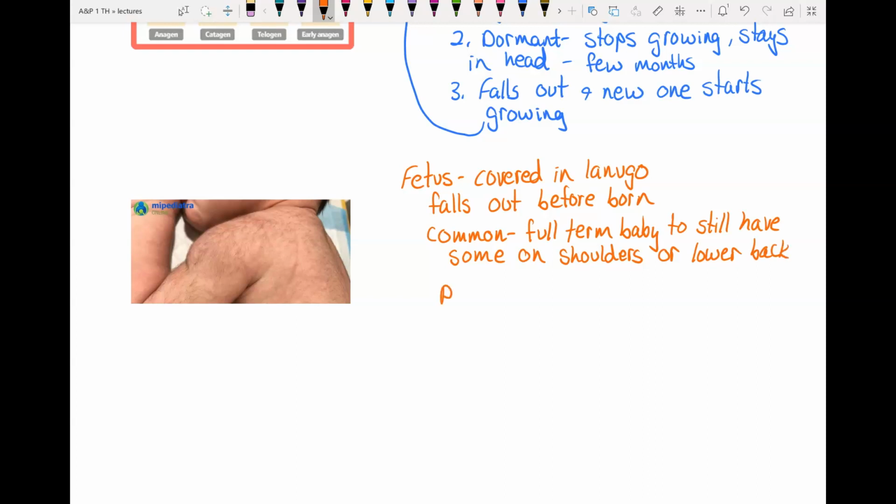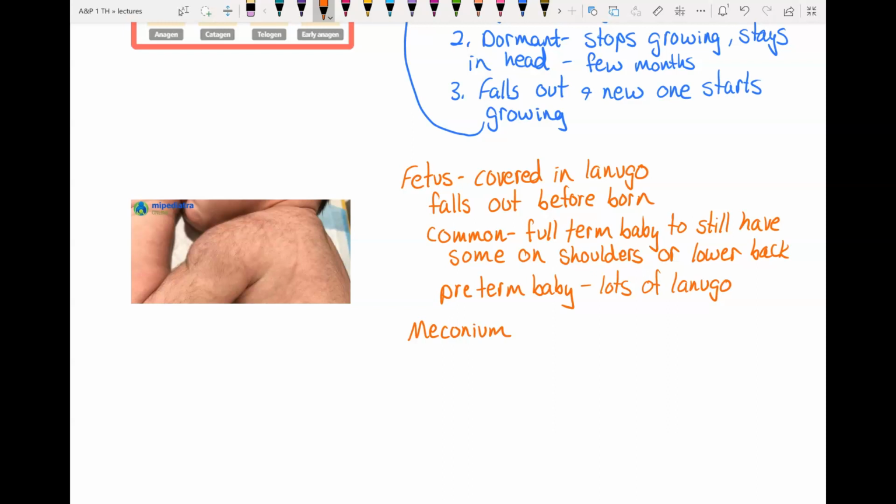And a preterm baby may have been born before it fell out. So a preterm baby will have lots of lanugo yet. And an interesting thing, if you've ever had kids, you know those first few diaper changes have meconium in them.